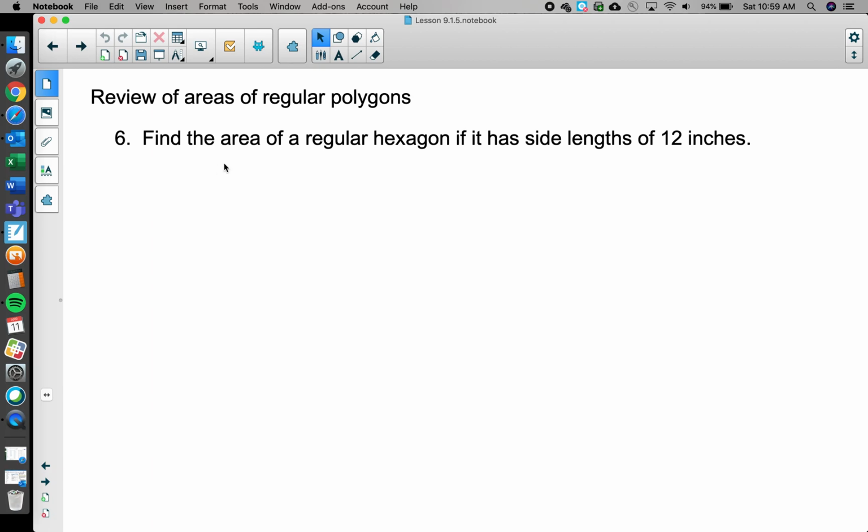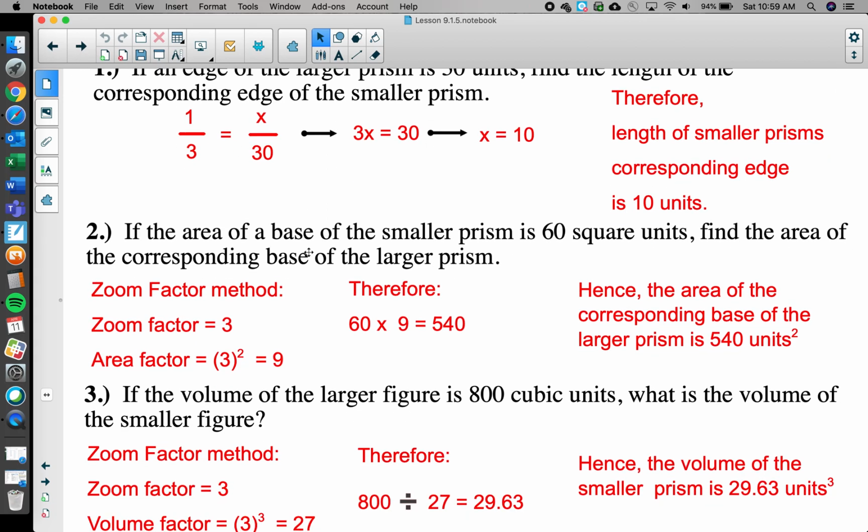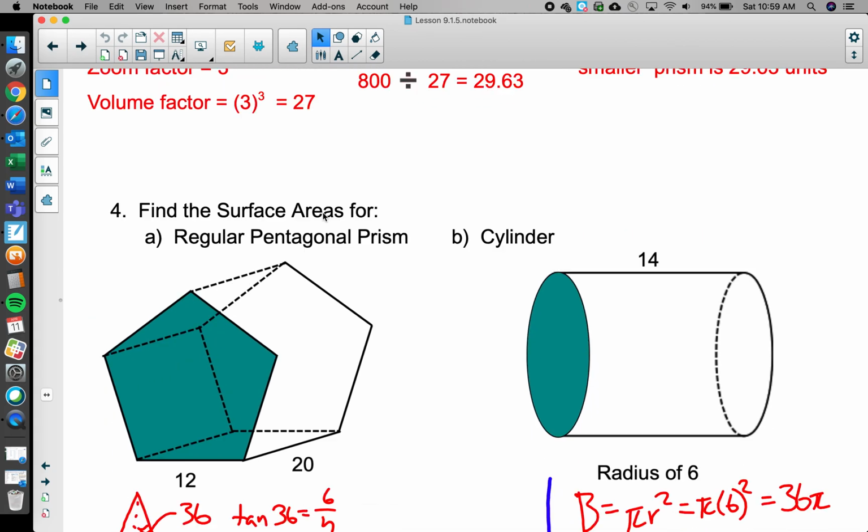Last one then, finding just the area of a regular hexagon that has a side length of 12, just giving you some review again of finding areas. Okay, and then here's all of the work, all of the answers. Make sure that you check everything so that you understand what's going on with all of this.